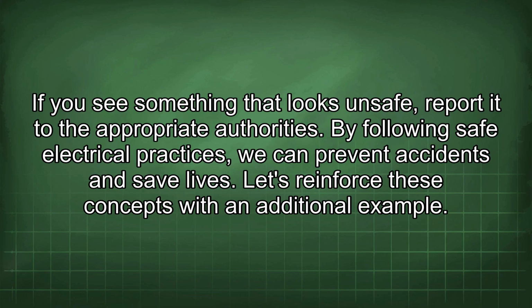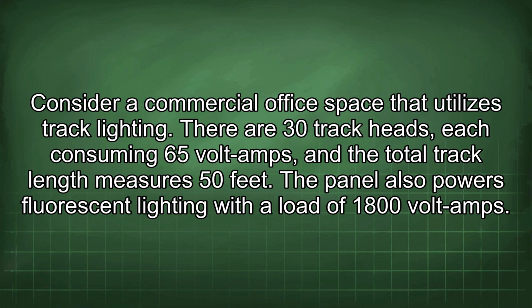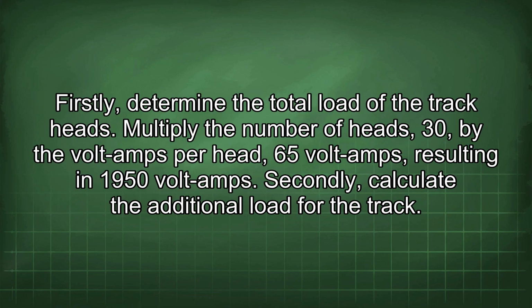Let's reinforce these concepts with an additional example. Consider a commercial office space that utilizes track lighting. There are 30 track heads, each consuming 65 volt amps, and the total track length measures 50 feet. The panel also powers fluorescent lighting with a load of 1800 volt amps. Firstly, determine the total load of the track heads. Multiply the number of heads, 30, by the volt amps per head, 65 volt amps, resulting in 1950 volt amps.